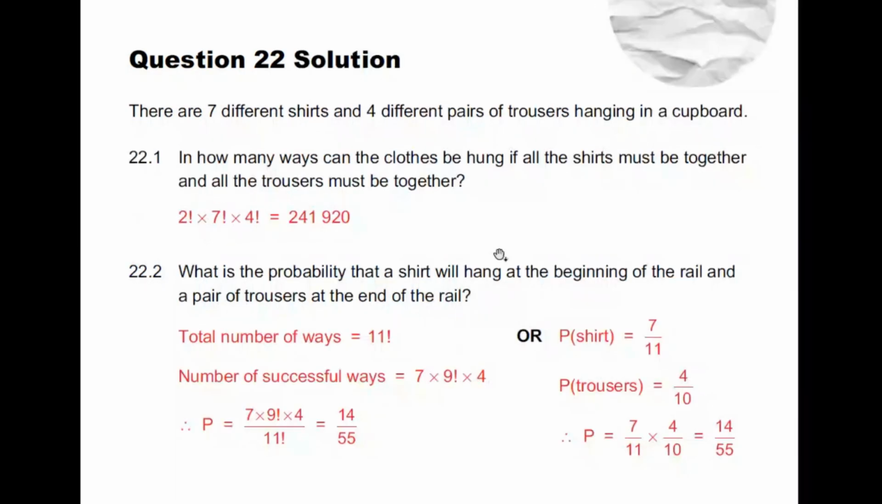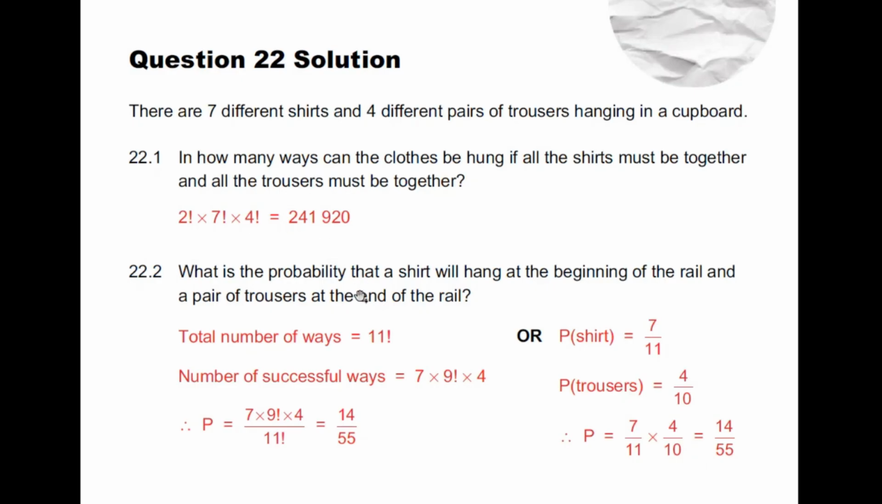Okay, so 7 shirts, shirts must be together, trousers must be together. I think we're getting it now. Shirts are a group, trousers are a group. How many ways can I arrange 2 groups? 2 factorial. But the shirts themselves, there's 7 of them, can be arranged in 7 factorial ways. The trousers, there are 4 of them, they can be arranged in 4 factorial ways.